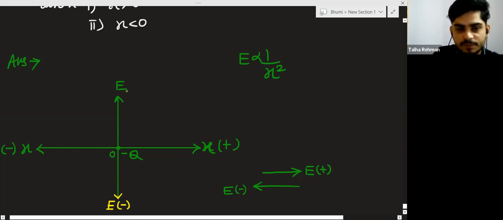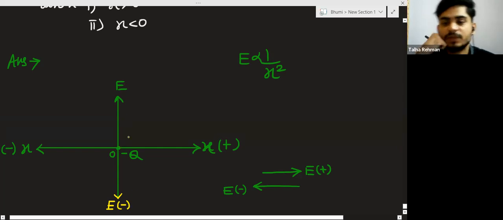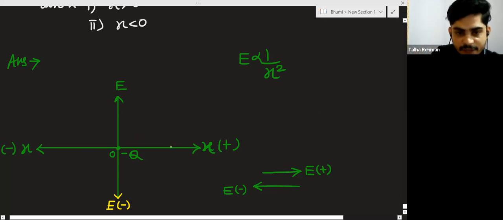You are moving upward, then electric field is positive. And when you are going below origin, then the electric field is negative. So here I want to find, if I am placing a charge here and I want to find the direction of electric field due to this charge. This is negative charge, means the direction of electric field will be like this. Means electric field is in this direction.